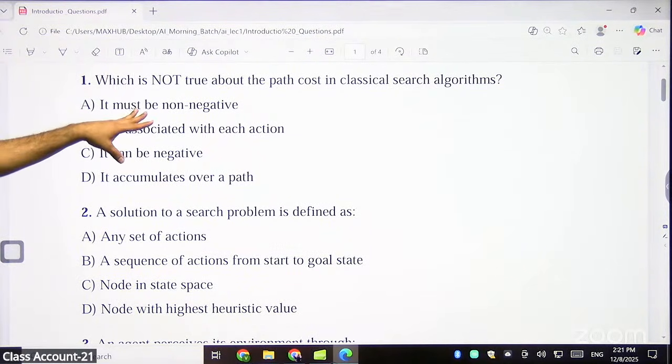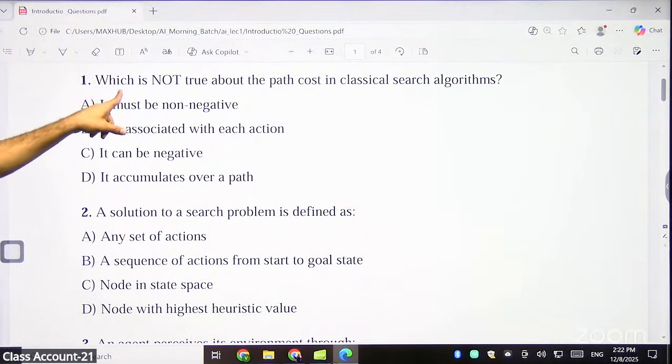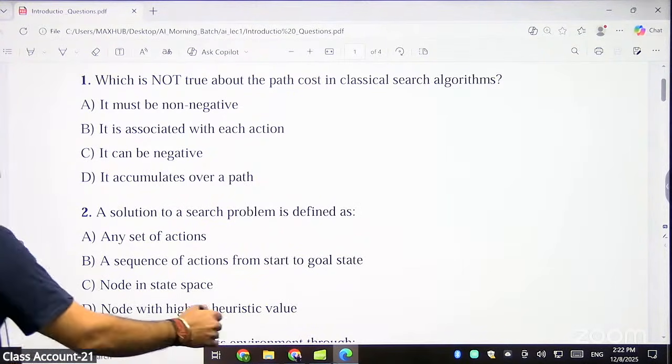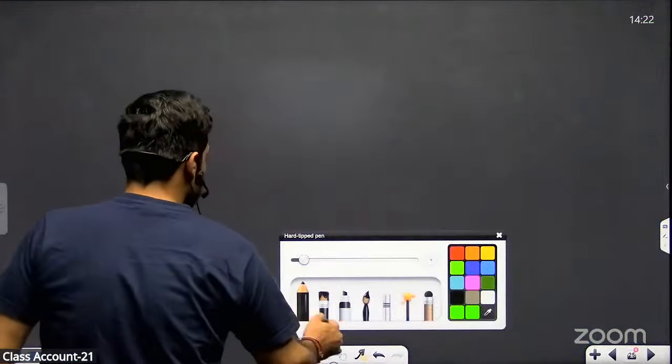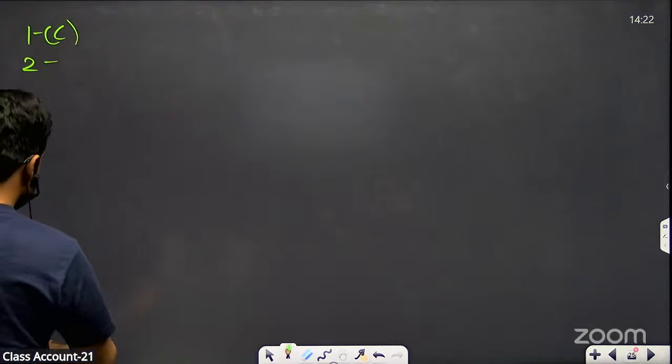It must be non-negative. Okay. It is associated with each action. It can be negative. Guys, just answer it carefully. Which is not true? So guys, it can be negative. This is not true. So the correct option is C. Path cost can never be negative, so that statement is not true. The answer for question number one is C.